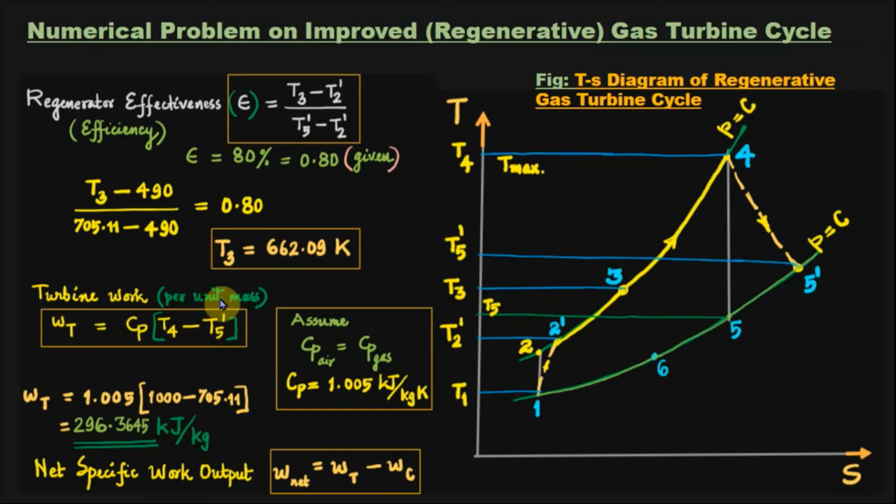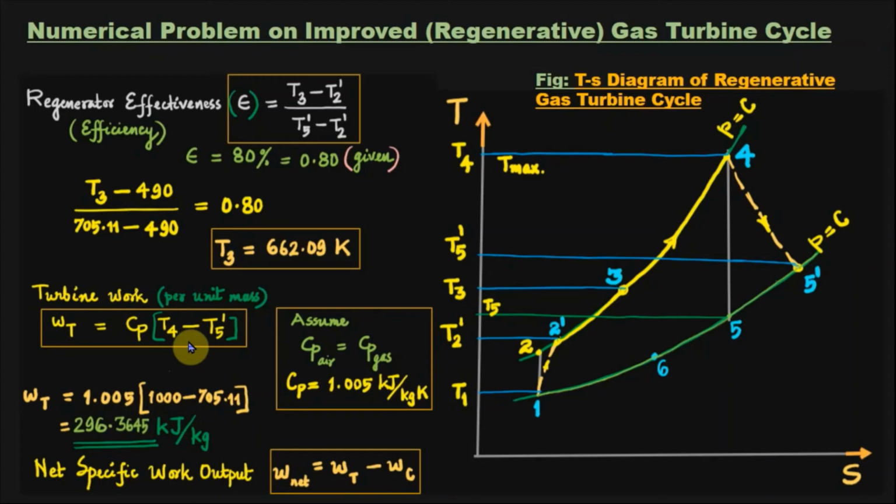So what is turbine work? The actual turbine expansion is represented by 4 to 5 dash. So specific work done by the turbine, or the turbine work per unit mass, Wt is equal to Cp into (T4 - T5 dash). And Cp of air and Cp of gas you can assume to be equal since they are not given. Cp of air usually we consider as 1.005 kilojoule per kilogram Kelvin, and gamma for air is 1.4.